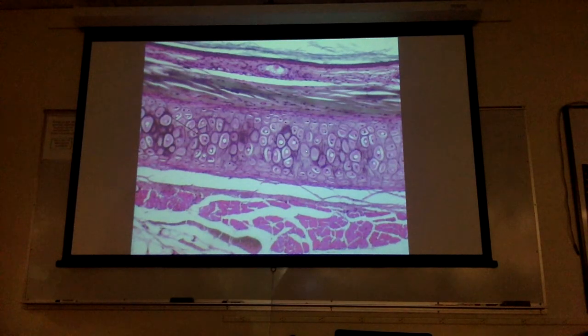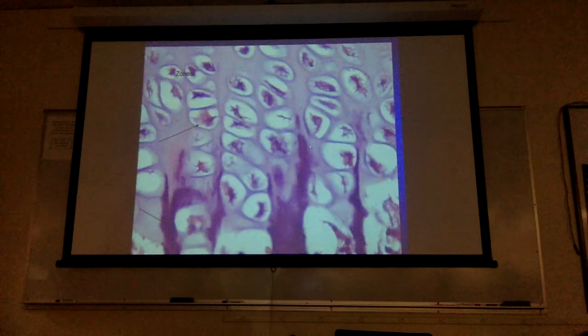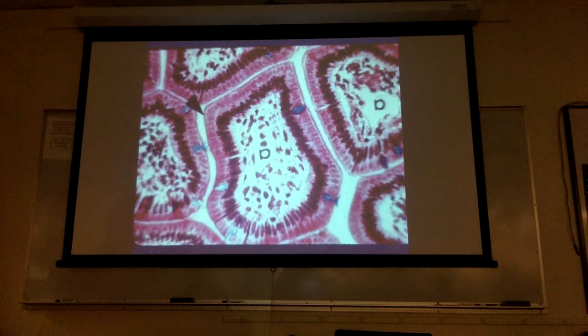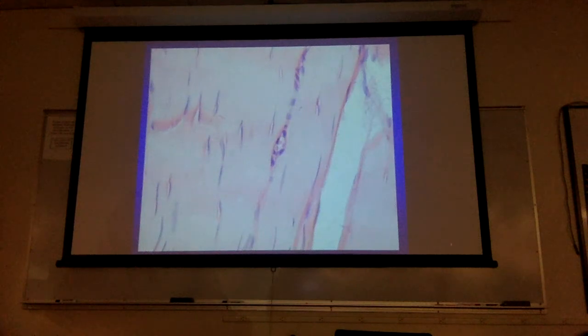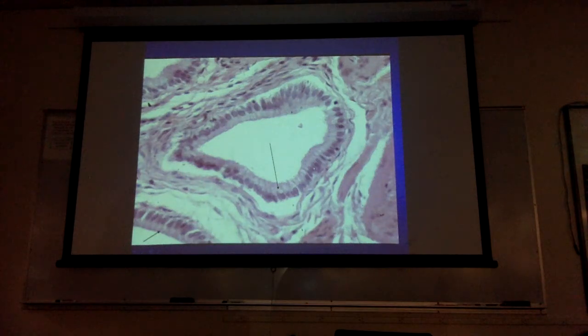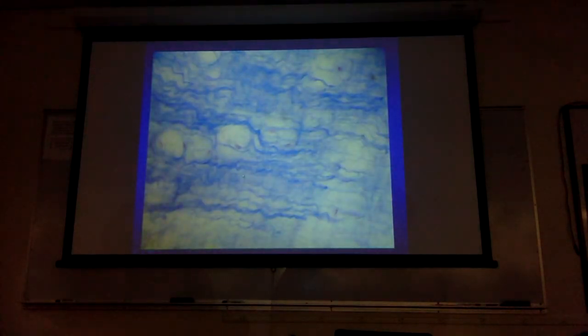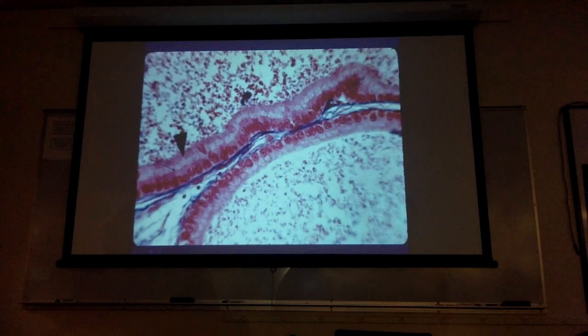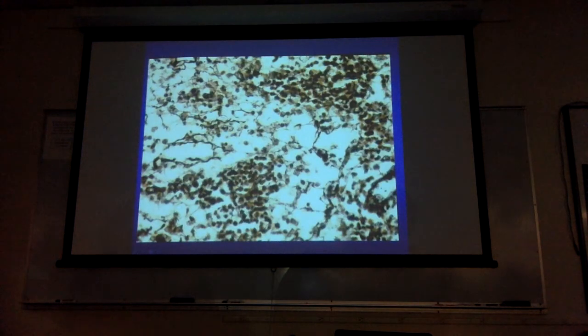What's this? Elastic cartilage. And what's this? Simple columnar epithelium. Anybody want to take a guess at this one? Dense regular. That's right. What's this? That's pseudostratified. Good. What's this? Cartilage. Skeletal muscle, and this is simple cuboidal, and this is dense regular connective tissue. Good. What's this? Fibrocartilage, and this is hyaline cartilage, and this is simple columnar. Yeah. What's this?